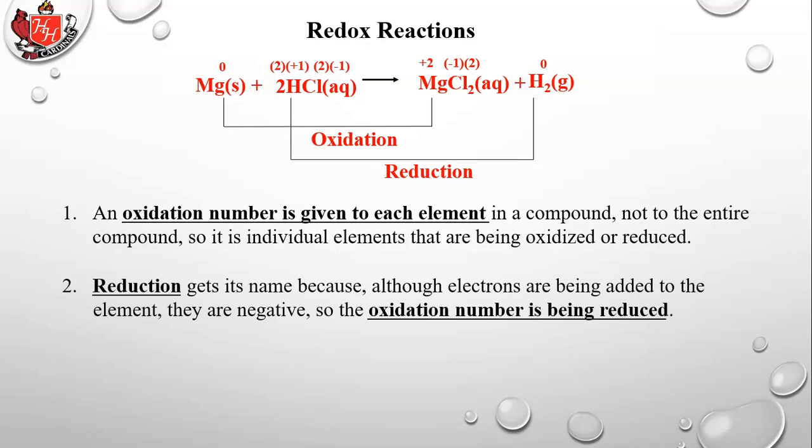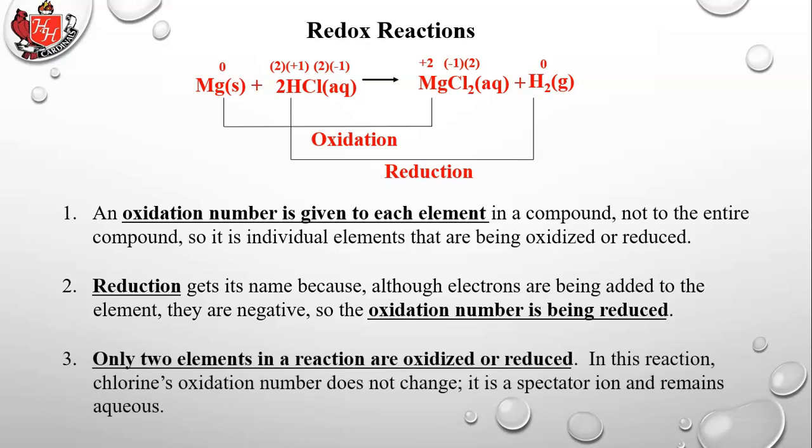Reduction gets its name because although electrons are being added to the element, they are negative. So the oxidation number is being reduced. So that may clear up something you might have been wondering. Why do you say when electrons are gained that element is being reduced? That's because it's gaining negative signs. It's like if I say 3 plus -1, that takes the number from 3 down to 2. So by adding a negative, you reduce the number. By adding a negative, which is an electron, to an oxidation number, that reduces the oxidation number. So that's why you say when something gains electrons, it is being reduced.